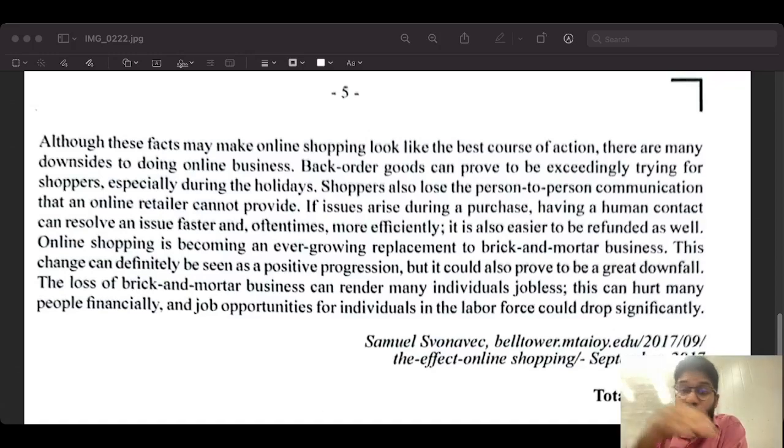So basically, you talked about online stores being better than physical stores. You talked about the advantages and then the disadvantages. And you just put it as basically as possible with your own words.